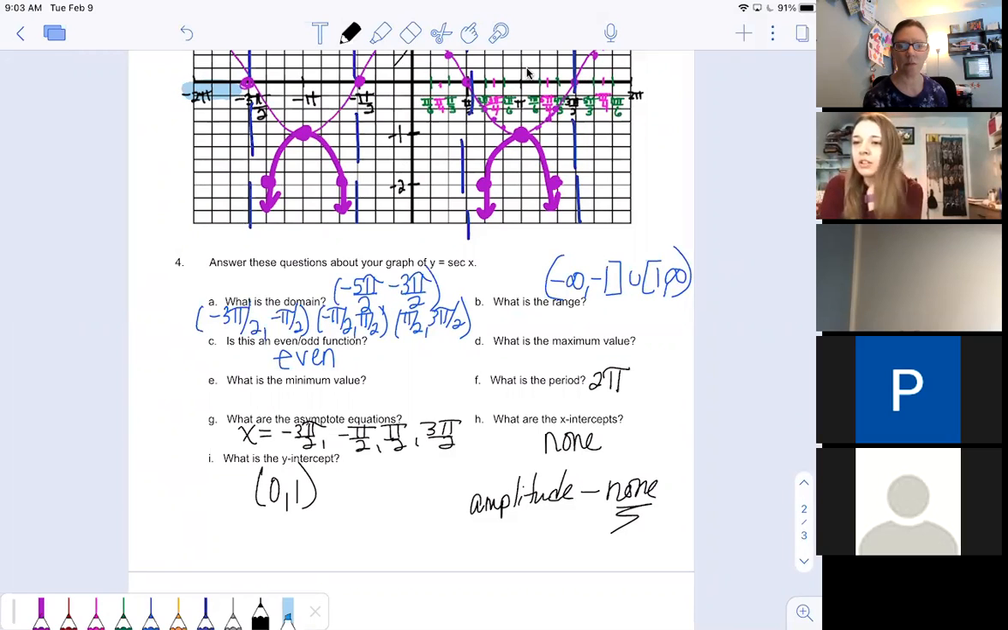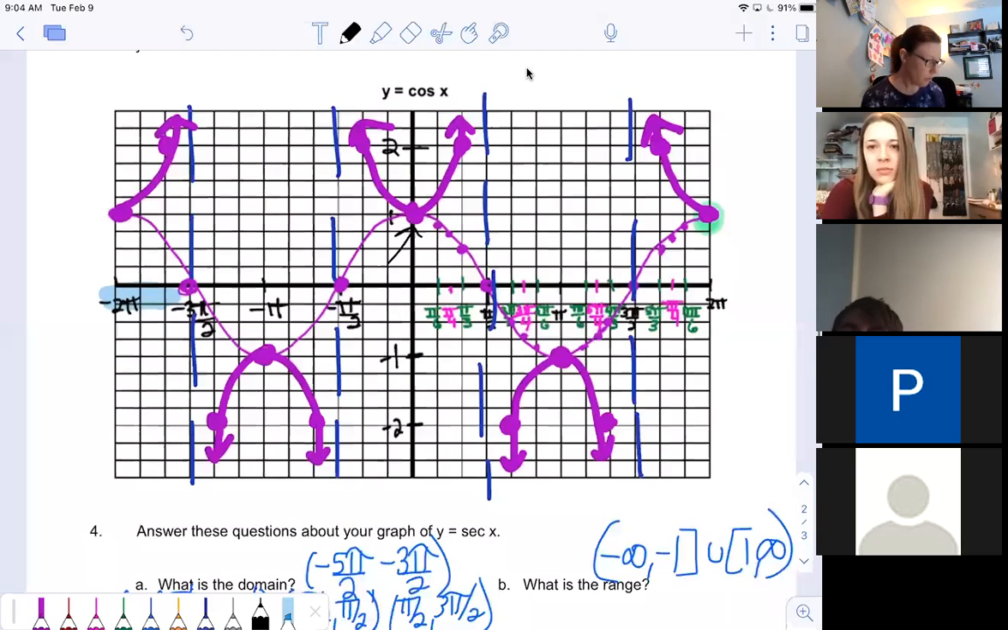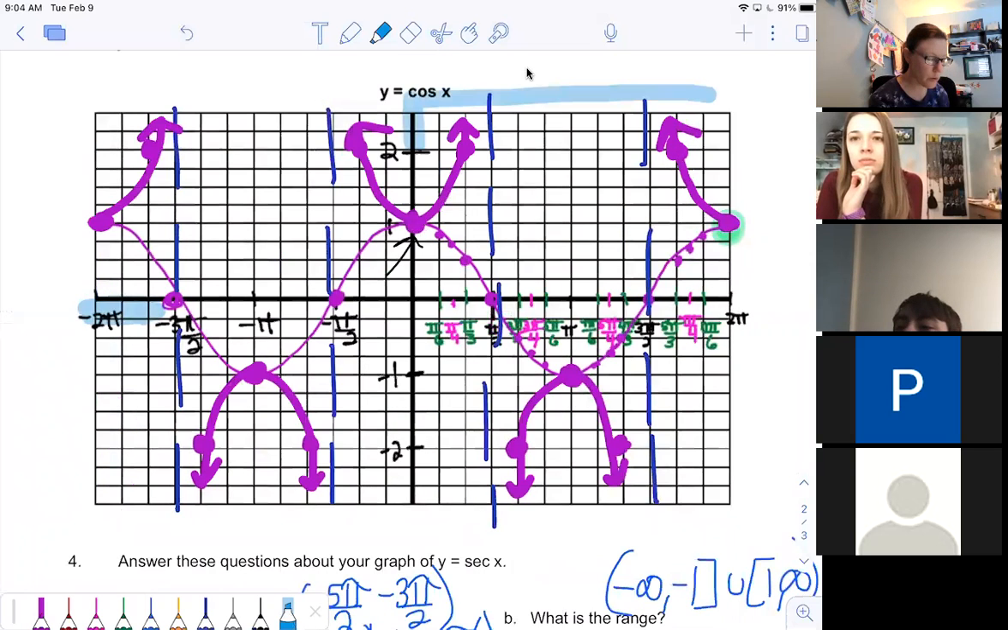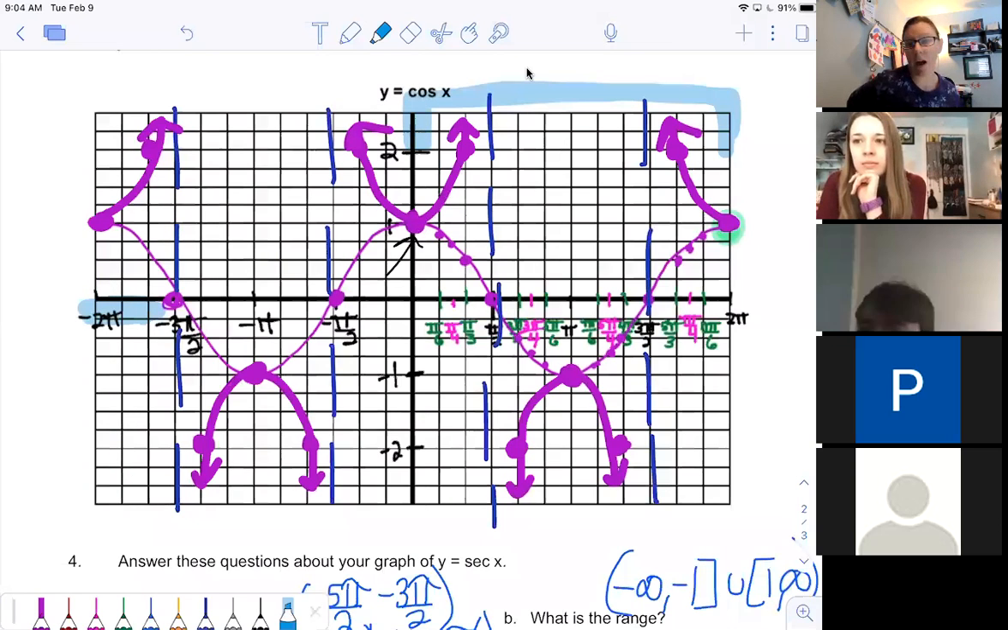Wouldn't the period just be pi? So that is a good question. The full graph, it's because it corresponds directly with cosine, they are reciprocal functions. If a cosine graph goes from 0 to 2 pi, because they are reciprocals, the secant graph also goes from 0 to 2 pi. So a full graph has, in this case, we have the full parabola, and these guys here would also make a full parabola. But it has to correspond directly with cosine.